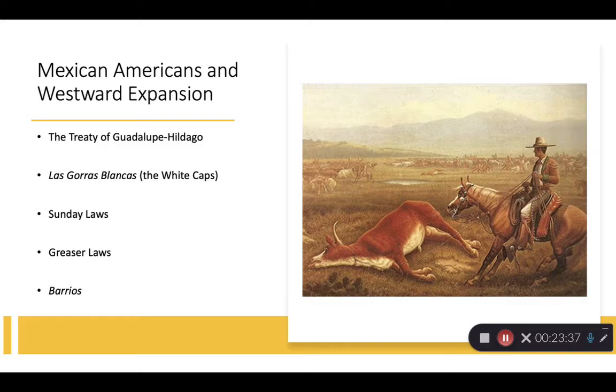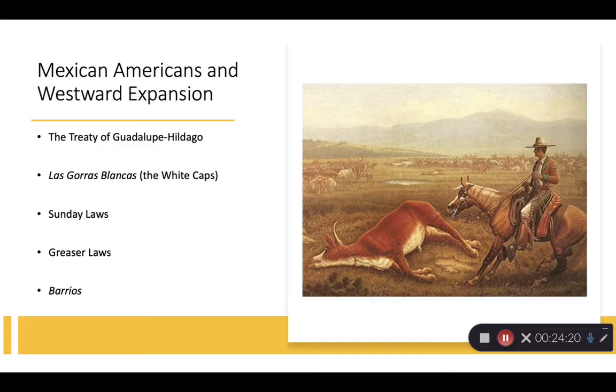They also had greaser laws. So greaser laws were enacted in 1855 in California, and they legalized the arrest of those perceived as violating its anti-vagrancy statute. So during this time, they had anti-vagrancy statutes, which were used to try to limit how many homeless people were living in the state of California. So these greaser laws were used to prevent an excess of homeless people in California.